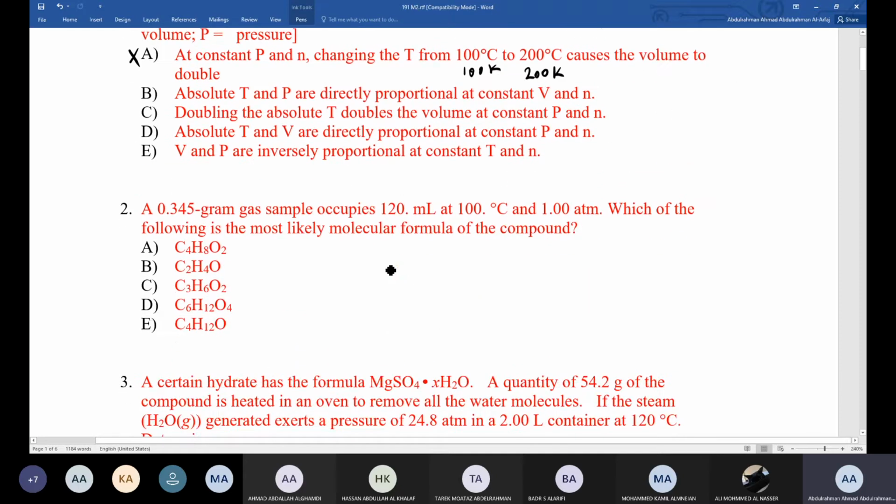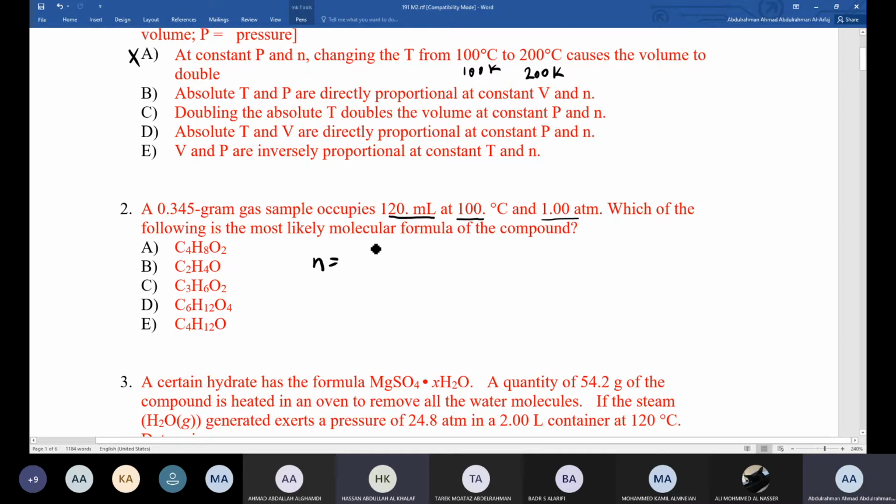Good. Okay, a 0.345 gram sample occupies 120 milliliters at 100 degrees C and 1 atmosphere. What can you calculate right away? The number of moles, N, not molar mass. How can you calculate the number of moles? P times V divided by RT.